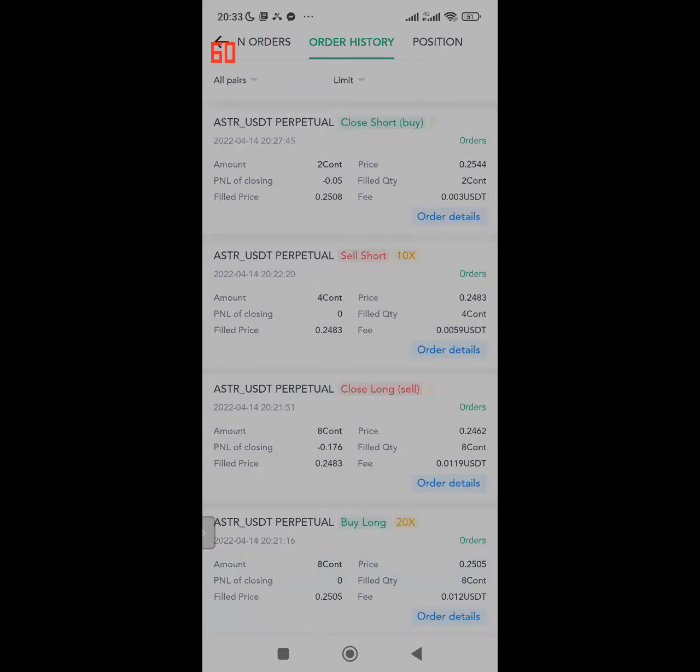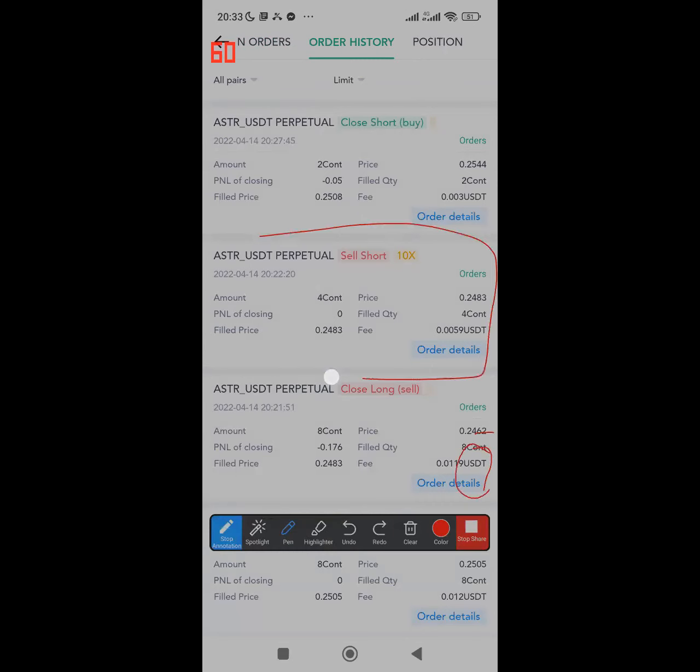You see this one. This one was when I opened the position. I opened a sell position. This one was when I closed it. Okay, sorry. This one was when I closed a short position. The next one was when I opened a sell position.